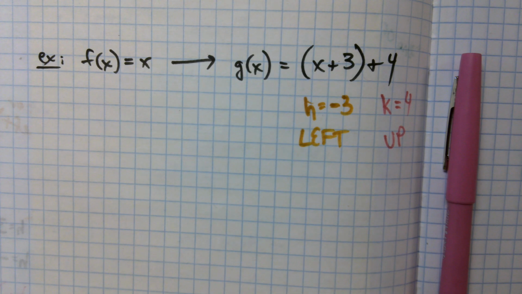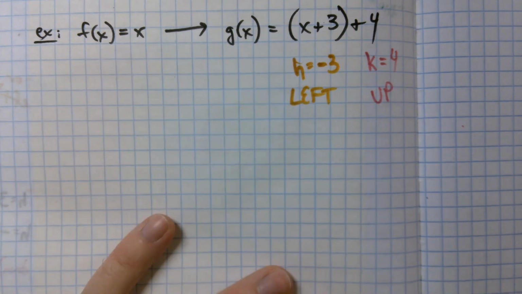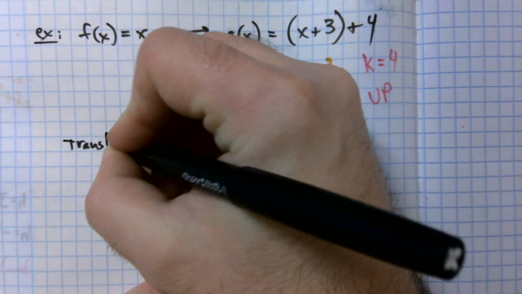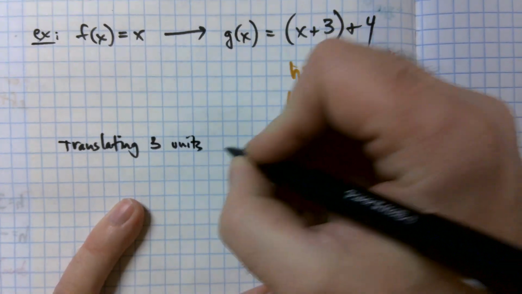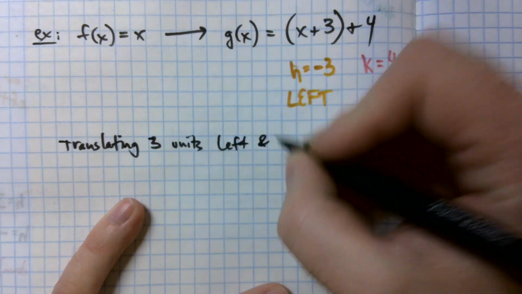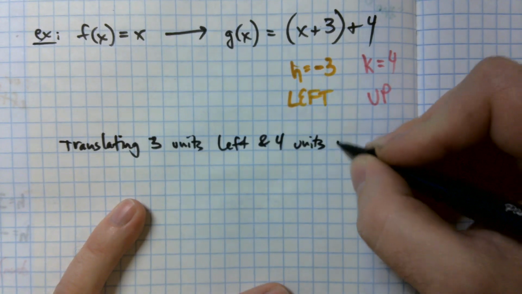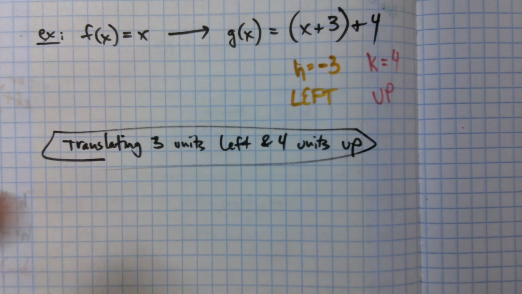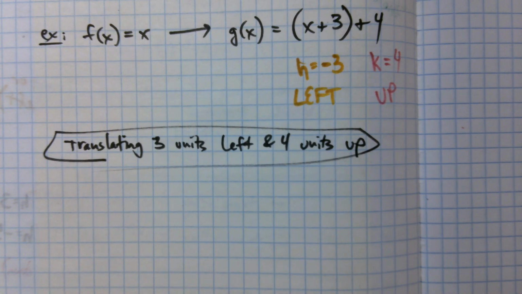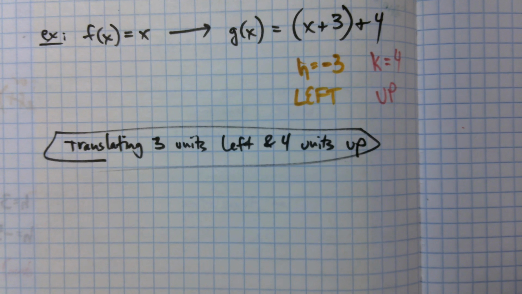All right? So we could say here that we are translating. If I'm asked to describe the translation, I'm translating 3 units left and 4 units up. That's going to be my answer there. Sound good? What's the only letter we're missing? We got h, we got k. What are we missing? A.